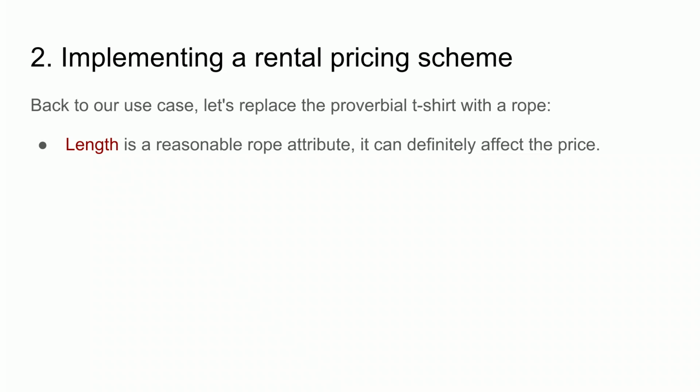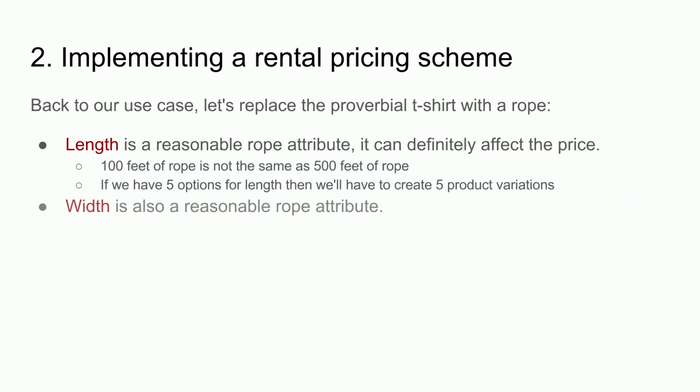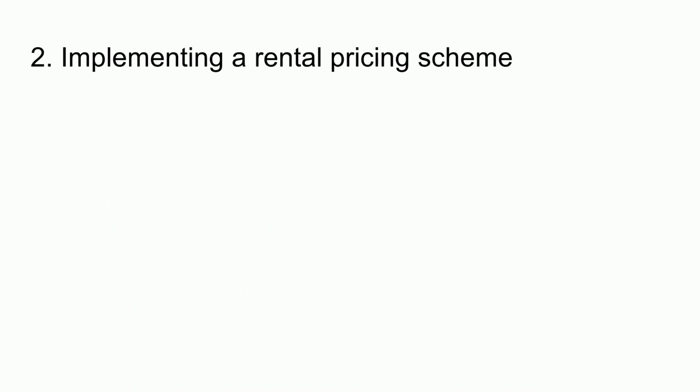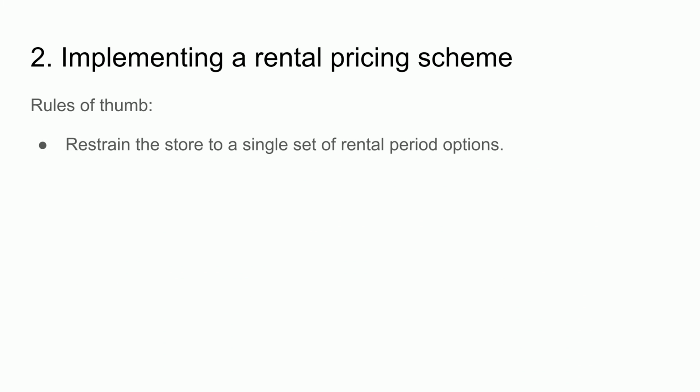Okay, back to the use case. In my store, length is a reasonable rope attribute because 100 feet of rope is not like 500 feet of rope, obviously. So if I have 5 options of length, then I will have 5 product variations for that product. The same goes for width. If I have 3 widths, then I will have 3 product variations per length of rope, right? So beware, this can get out of hand very quickly.